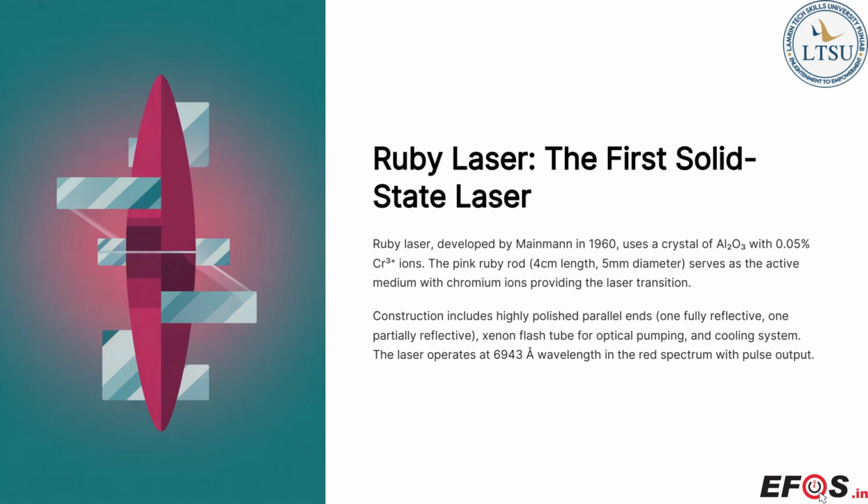The active medium is a pink ruby rod, which is a crystal of Al2O3, aluminum oxide, doped with a small percentage of Cr3+ chromium ions. The construction includes a resonator formed by two highly polished parallel ends, one fully reflective and one partially reflective, along with a xenon flash tube for optical pumping. This is a pulsed laser operating at a red wavelength of 6943 Å.